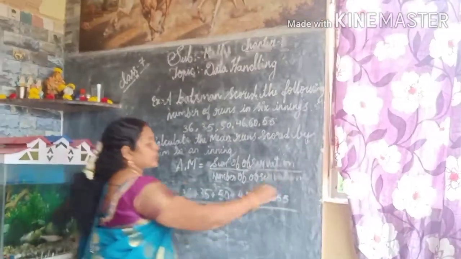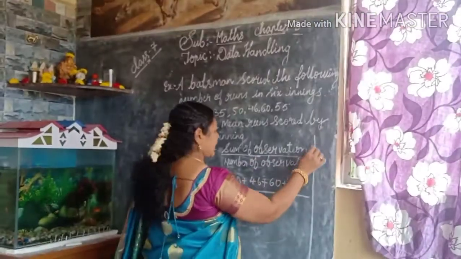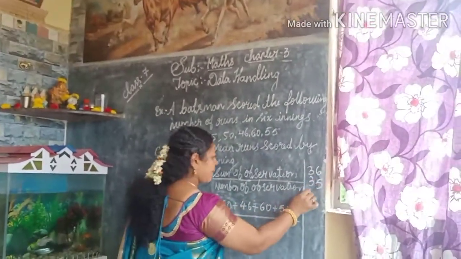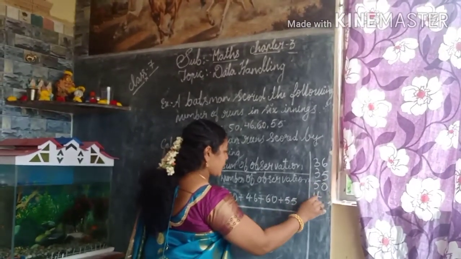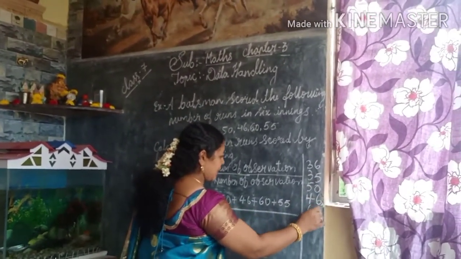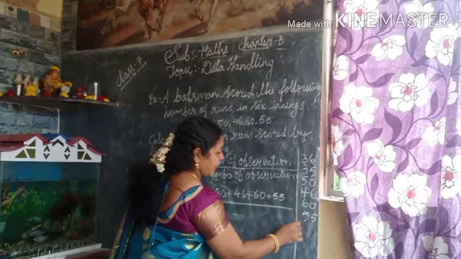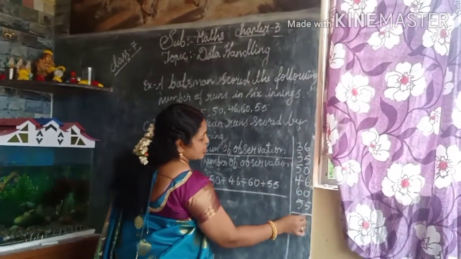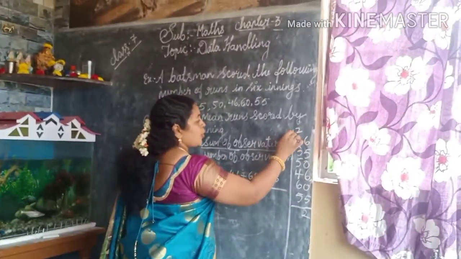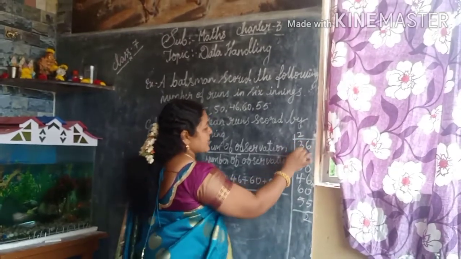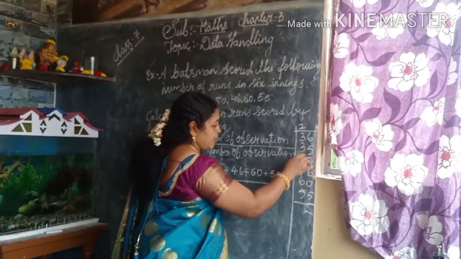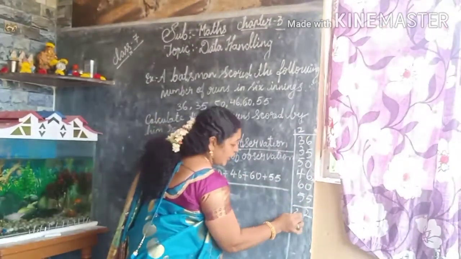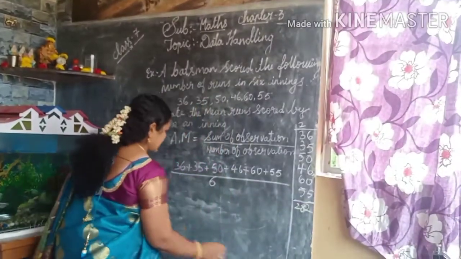And when you calculate, let us put a margin here and start calculating. 36 plus 35 plus 50 plus 46 plus 60 plus 55. Here we have 5, 5, 10, 6, 6, 12. So 10 plus 12 is 22. 2 is a carry here. Okay, 3 plus 3, 6. 6 plus 4, 10. 10 plus 10, 20. 20 plus 6, 26. 26 plus 2, 28.